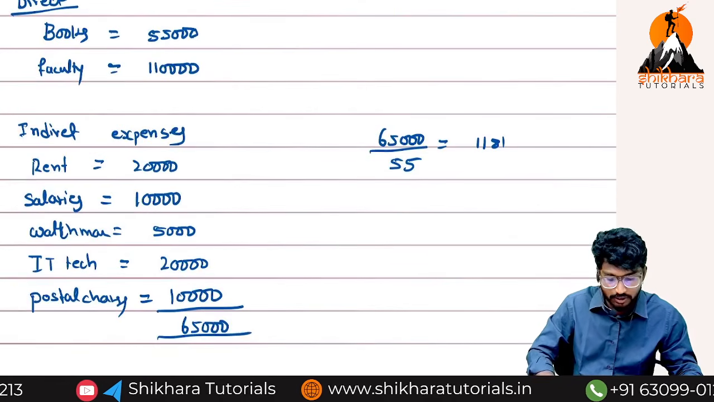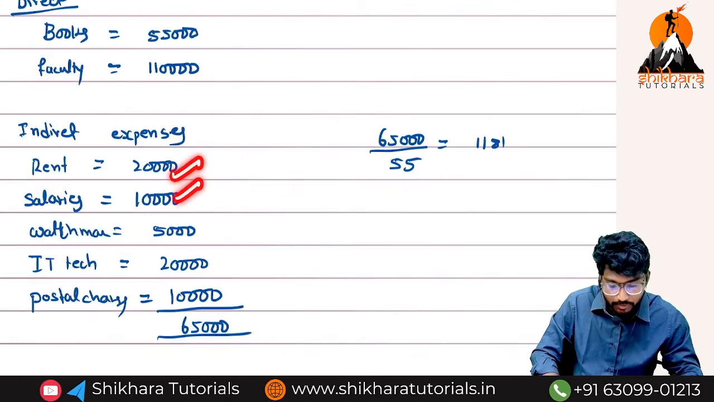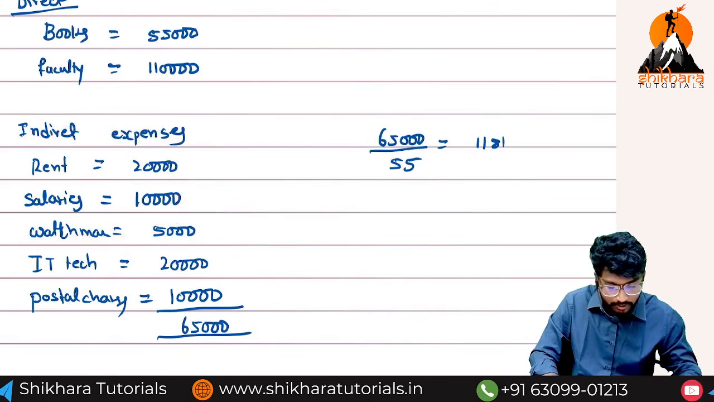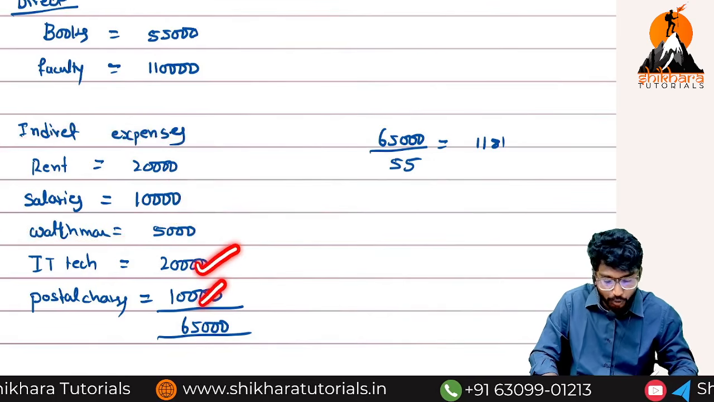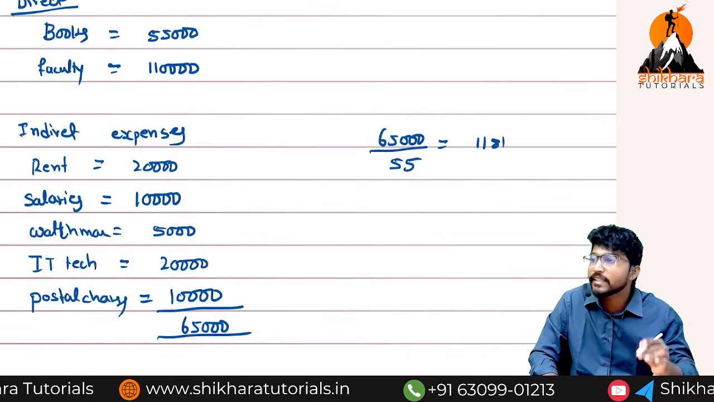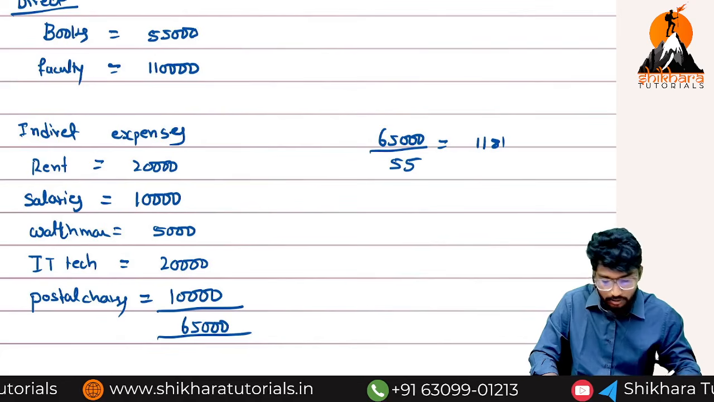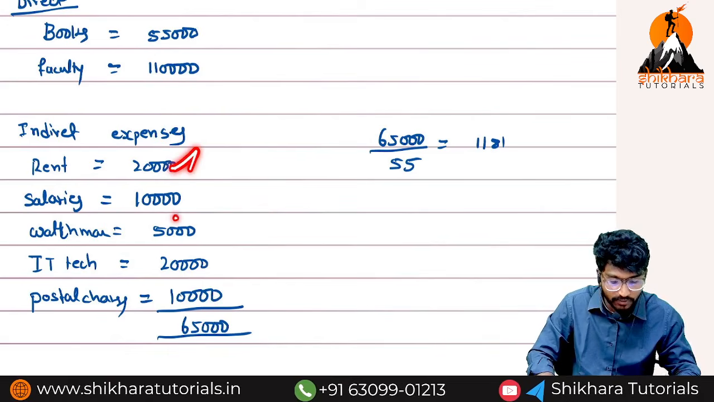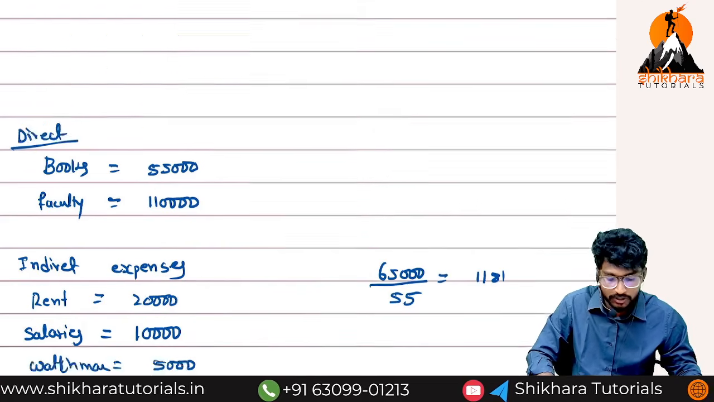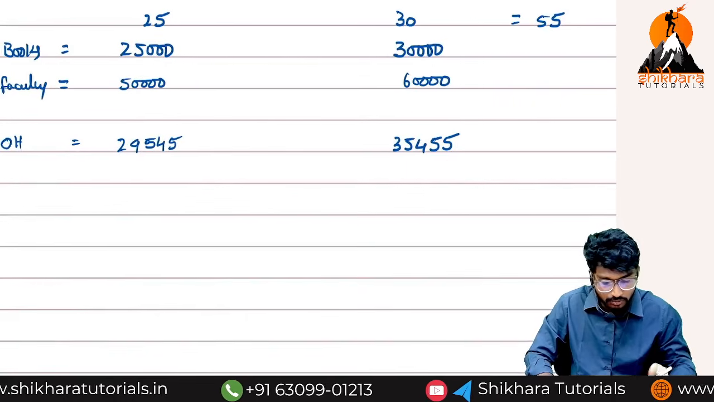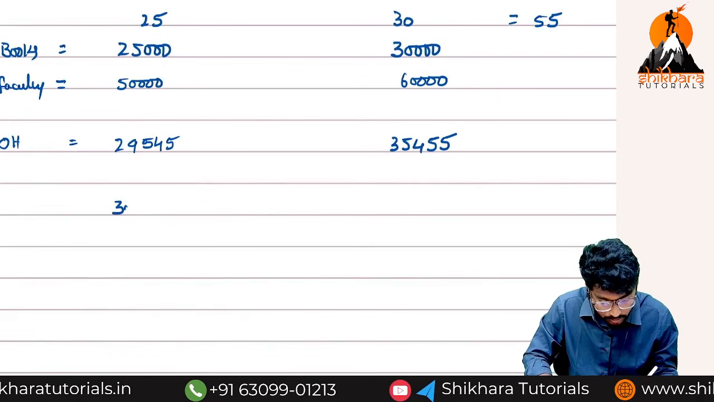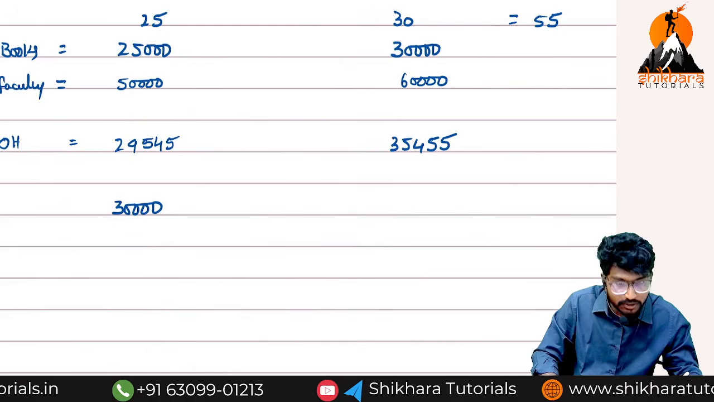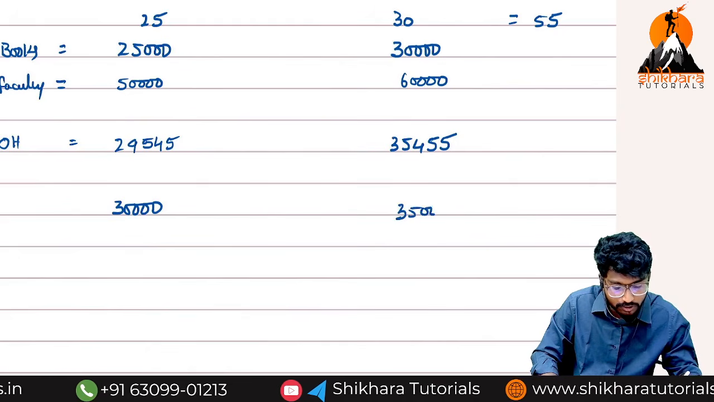Activity based costing system, the rent, salaries and watchman expenses are belongs to whom? Offline students. And IT and tech and postal charges. Postal charges is for sending the books to online students. That 30,000 will goes to whom? Online students. And this 35,000 will goes to whom? Offline students. For online students it is 30,000 according to which one? Activity based costing. For offline students it is 35,000.